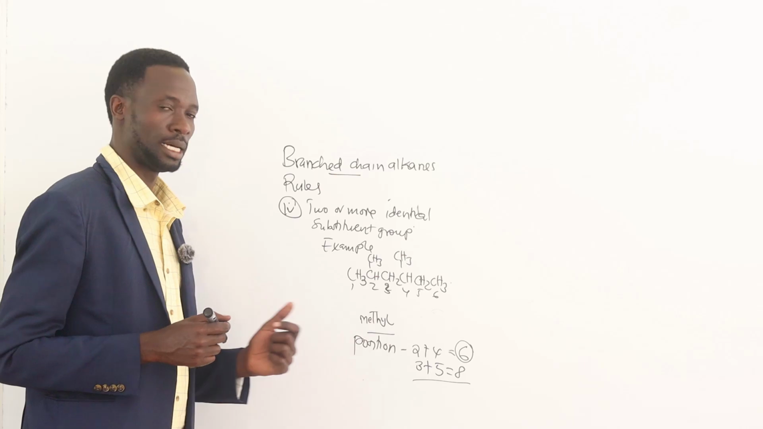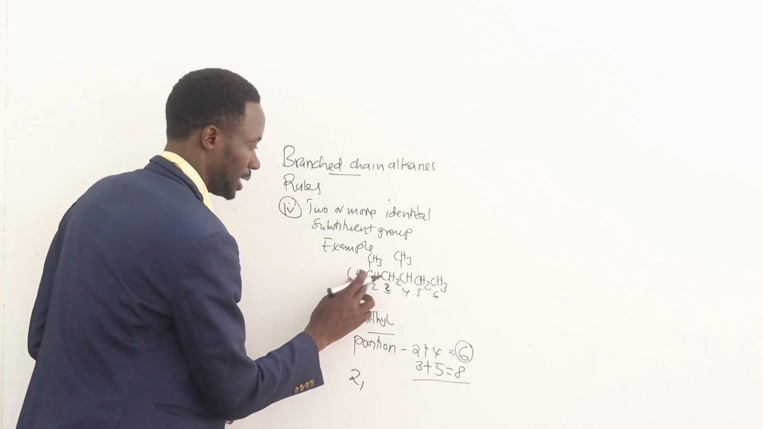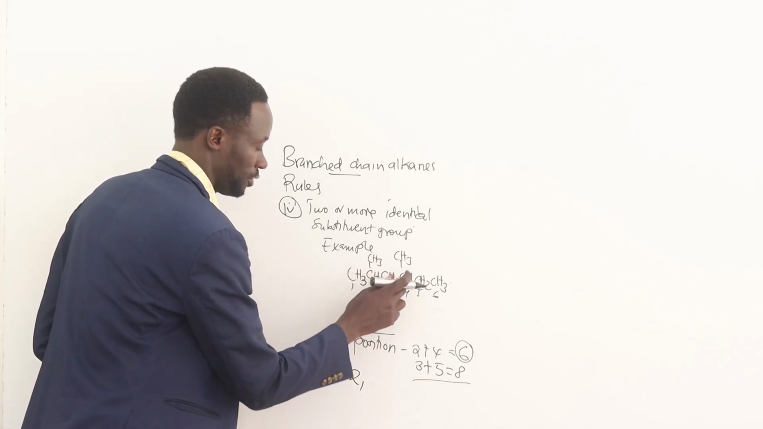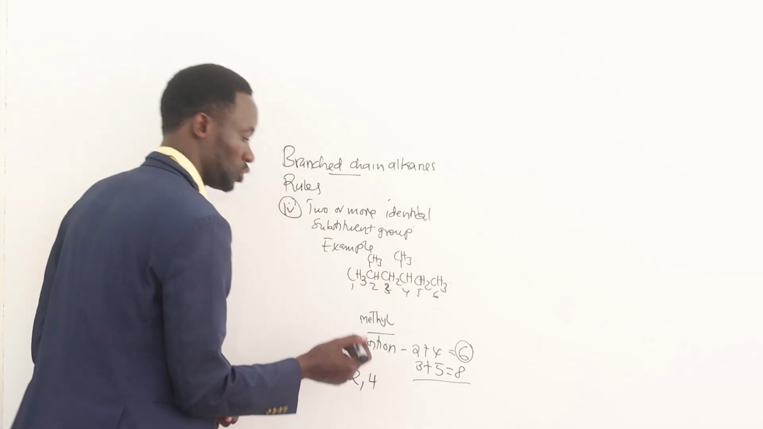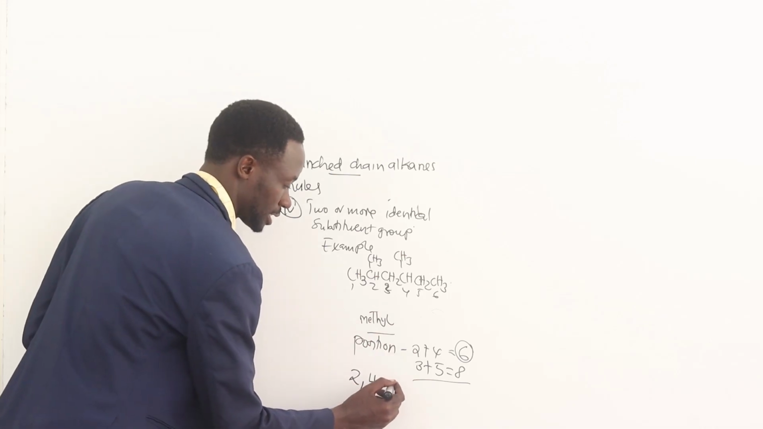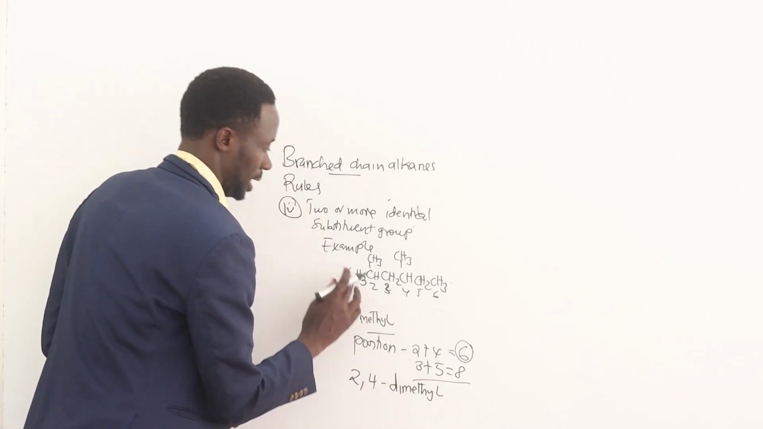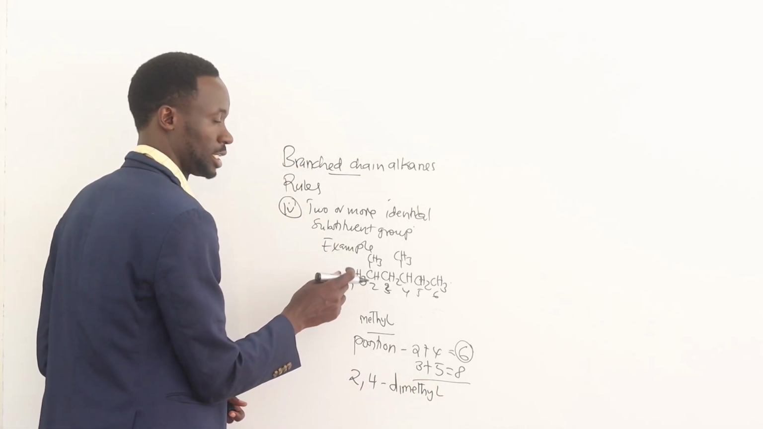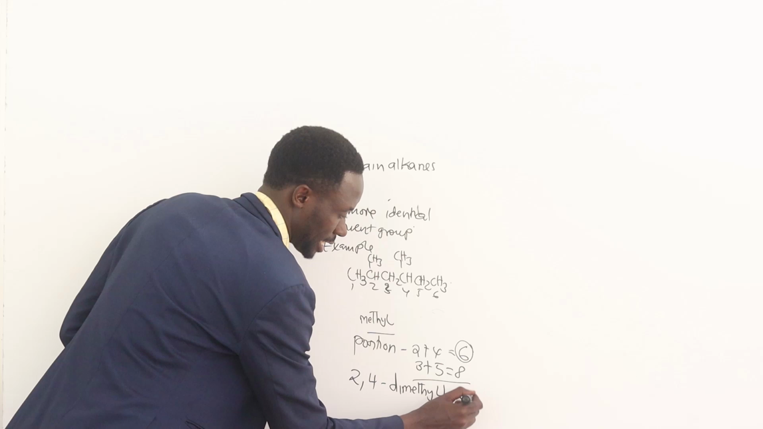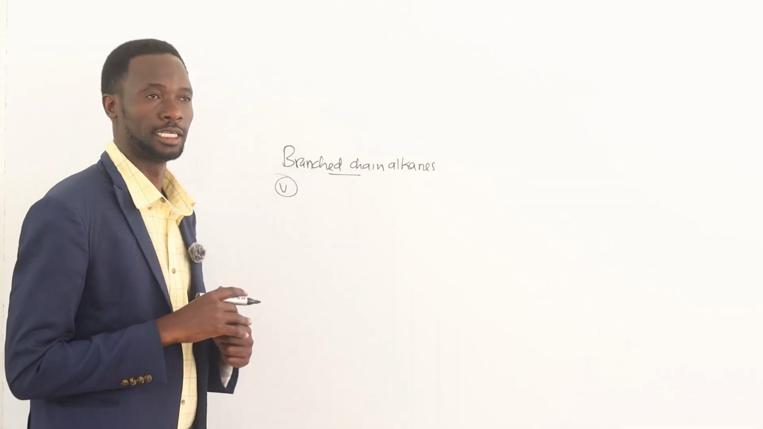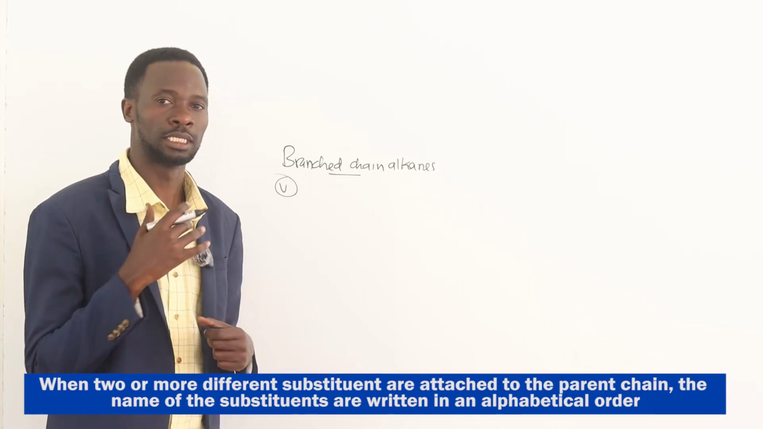Now, the name of this hydrocarbon is going to be, in carbon number 2, 1, 2, I have methyl, 1, 2, 3, 4, and also in 4, I have methyl. Then to indicate the number of these substituent groups, we are saying dimethyl, and the name of the parent chain, which has 1, 2, 3, 4, 5, 6, which is hexane.